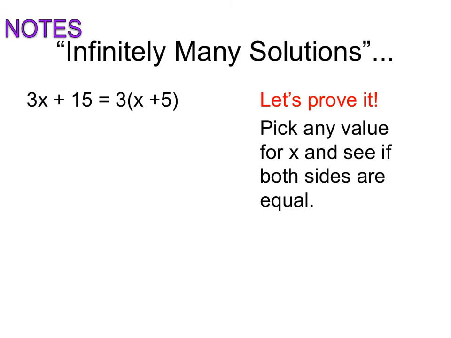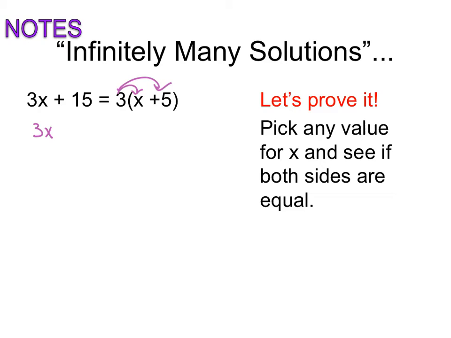All right, now let's look at problems that have infinitely many solutions. And we're going to use this one. 3x plus 15 is equal to 3 times the quantity of x plus 5. So on this side of the equation, I need to clear the parentheses first by distributing the 3 to the x and the 3 to the 5. So I'm going to do that first.